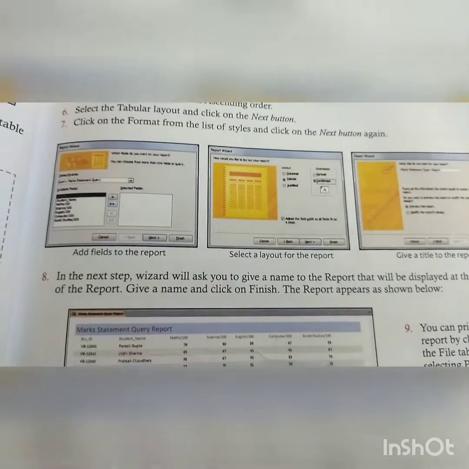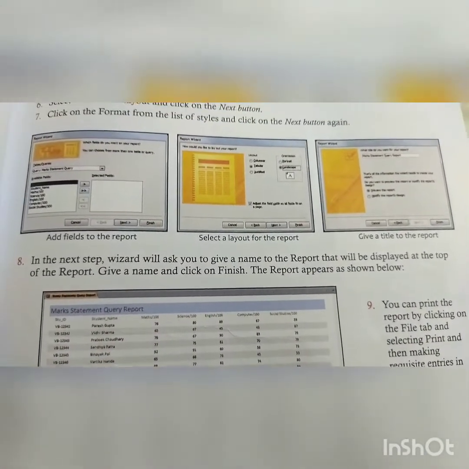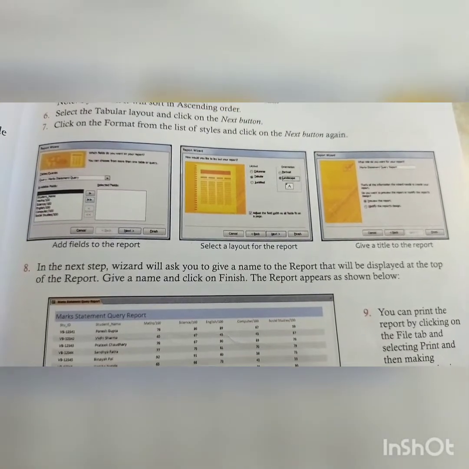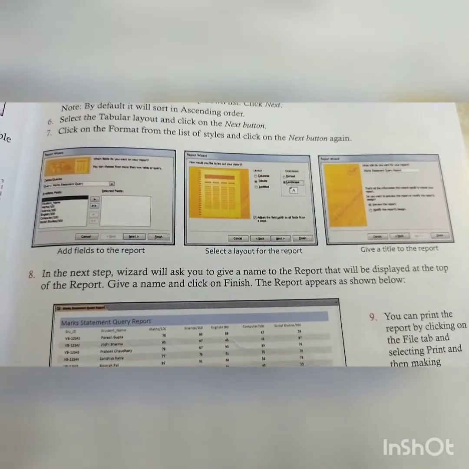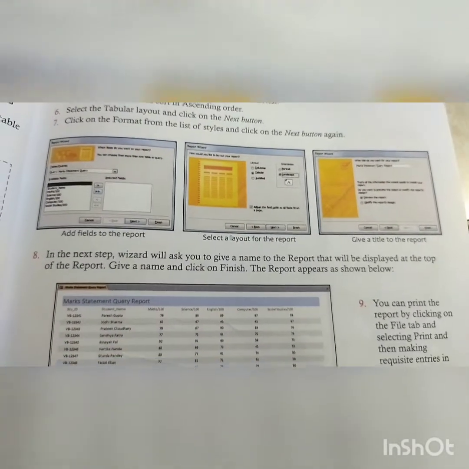So step number 8, follow the next step. The wizard will ask you to give a name to the report, so that will display at the top of the report. So give a name and click on Finish. The report appears as shown below.